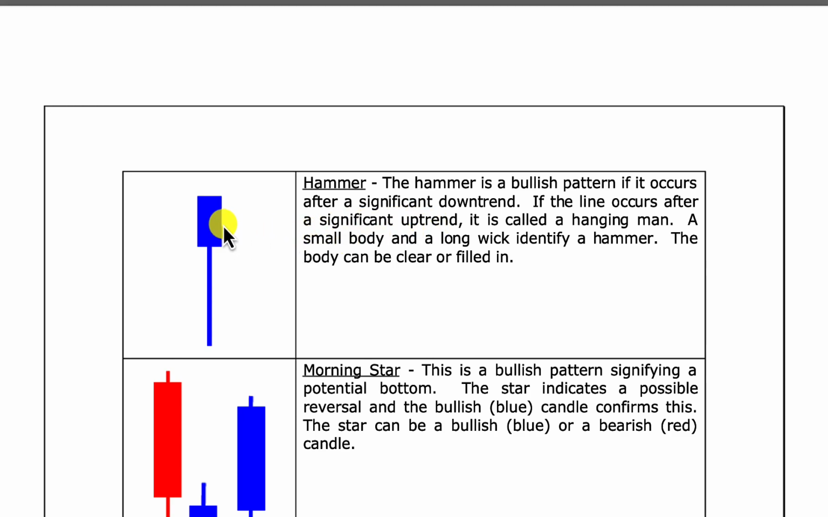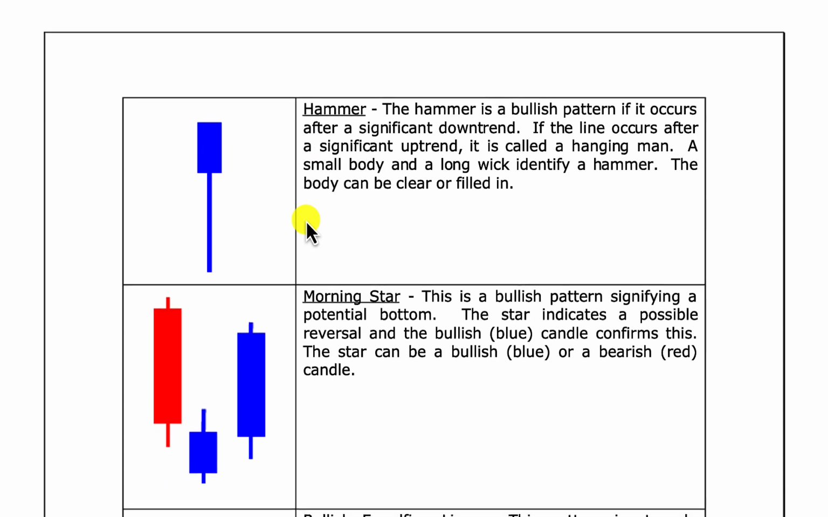And it's called a hanging man because we've got a small body and a long dangly wick when it's at the top, or a hammer. So some people call them hammers, some people call them hanging mans when they're at the top. Sometimes people at the bottom call them inverse hammers. We'll cover all of that in detail. Don't worry about it too much now.